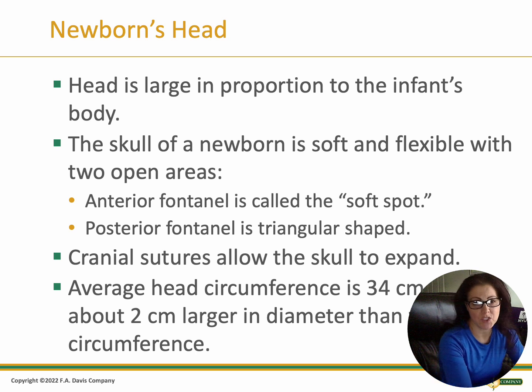So going from head to toe, the head is probably the largest in diameter portion of the neonate's body. The skull of a newborn is very soft, very flexible, and there are fontanelles, which we also call soft spots. There's one anteriorly that is the shape of a diamond, and then there's one posteriorly right between the parietal bones and the occipital bone, and that's in the shape of a triangle. And those are two soft spots.